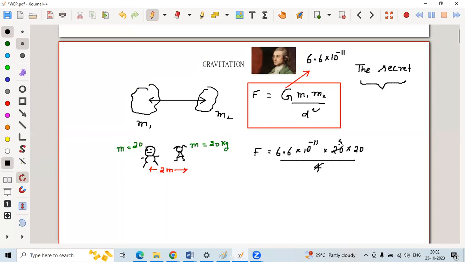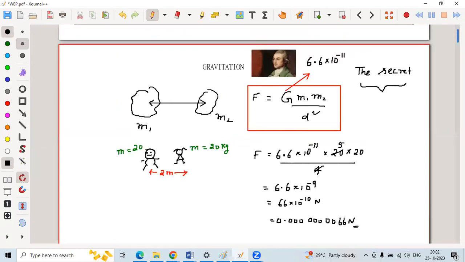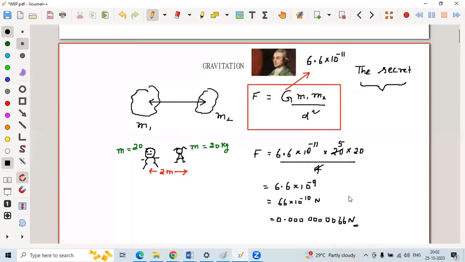How much is it, calculate. 25 fours are 100. So that will be 6.6 into 10 power minus 9. Very good. That is nothing but 66 into 10 power minus 10. How much is it? 0.000000066. Is it a big force or a small force? Small force. That's why me and my sister are not like magnets. The force is there, but it is a small force. That is why we say gravity force is a weak force. But the force exists, you know?